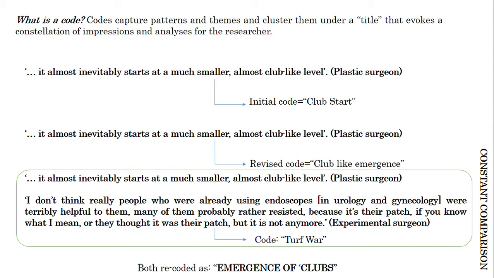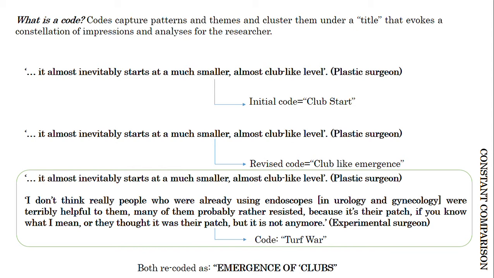One of the experimental surgeons said something which is definitely related to club, but talks beyond club start. This person says, I don't think really people who were already using endoscope were terribly helpful to them. Many of them probably rather resisted because it's their patch, if you know what I mean, or they thought it was their patch, but it is not anymore. So as you can see, some sort of conflict is visible. He's also talking about surgeons and club-like behaviors, as this quote has included, but he's also talking about some kind of fight or civil war. Now when you collect more and more quotes, you find that not all quotes are similar, but they are talking about a common theme, a common object or entity, though they are not very similar.